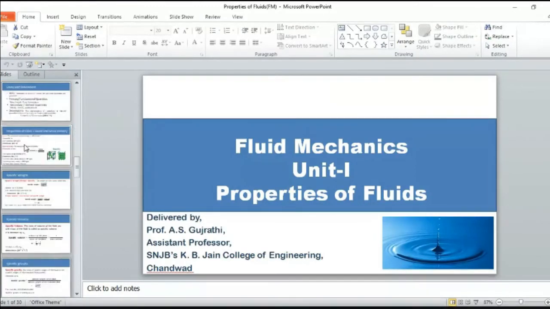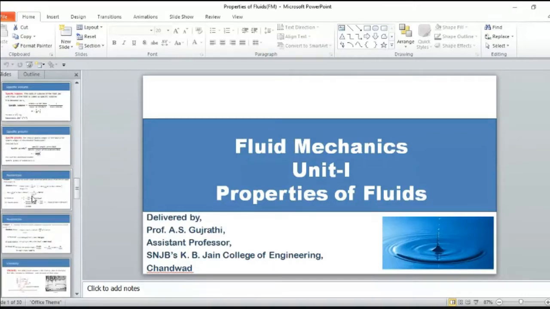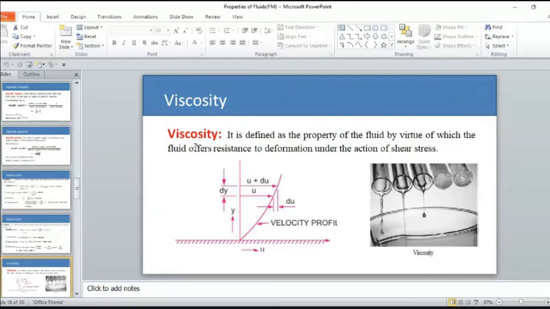So in our last lecture we had started with the next property of fluid, that is viscosity of the fluid. Okay, so we had seen what is viscosity. Viscosity is nothing but a property of the fluid of its own, by virtue of which it offers resistance to deformation under the action of shear stress.